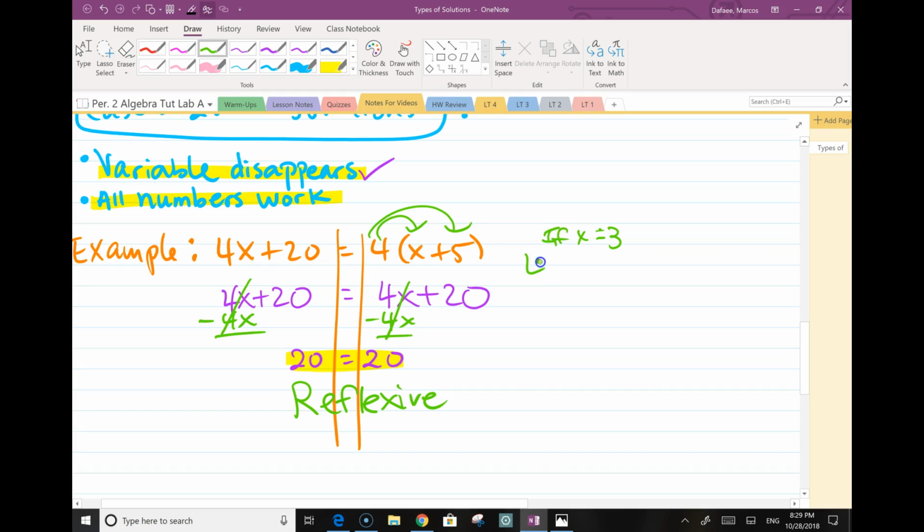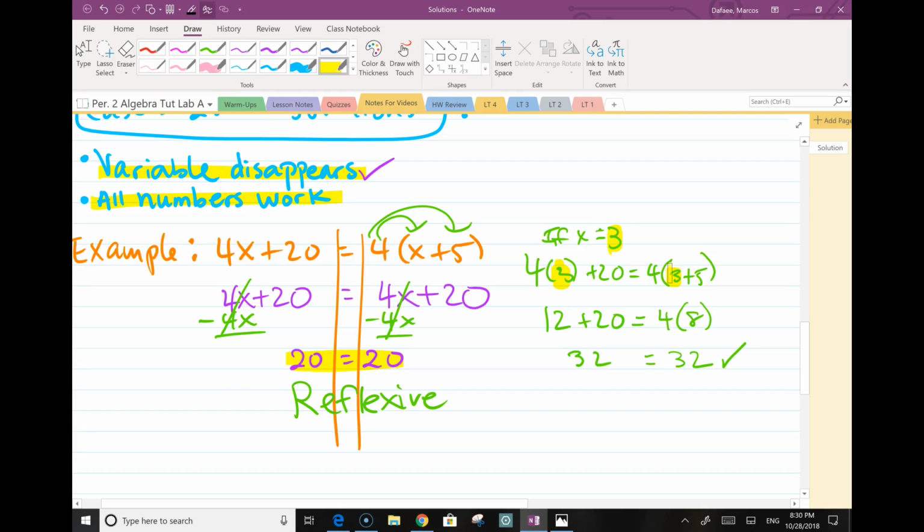Then what I would get is 4 times 3 plus 20 is equal to, on the other side, 4 times 3 plus 5. The reason I'm doing it like that is because when you want to check a value to see if it's the right solution, you go back to the original equation. So this is 12 plus 20, which is 32. And on the right side, I would get 4 times 8, using the order of operations, and that is also 32. You can see that because this is reflexive, the value that I chose, which was 3, and substituted here and there, resulted in a true statement.